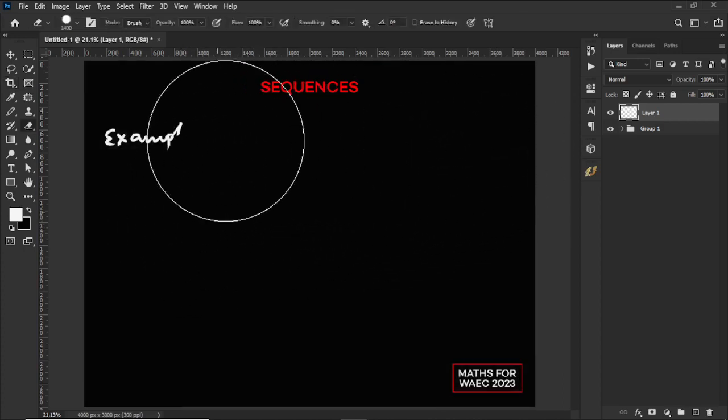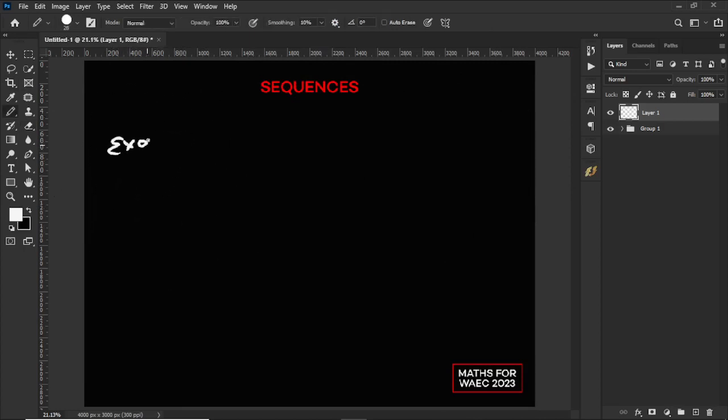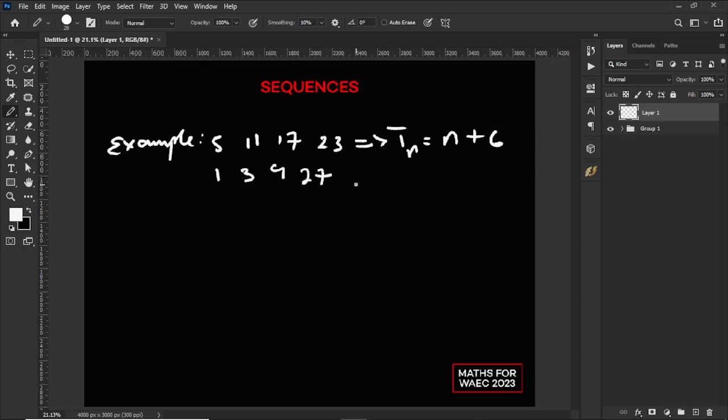Let me just write it clearly so that you can put it in your notes. Example: if you have 5, 11, 17, 23, the sequence is going to be Tn equal n plus 6. And if we have 1, 3, 9, 27, 81, the sequence is going to be Tn equal 3 to the power of n minus 1.